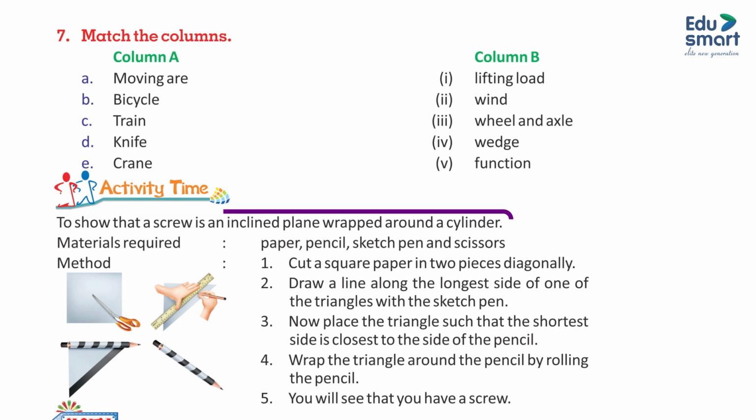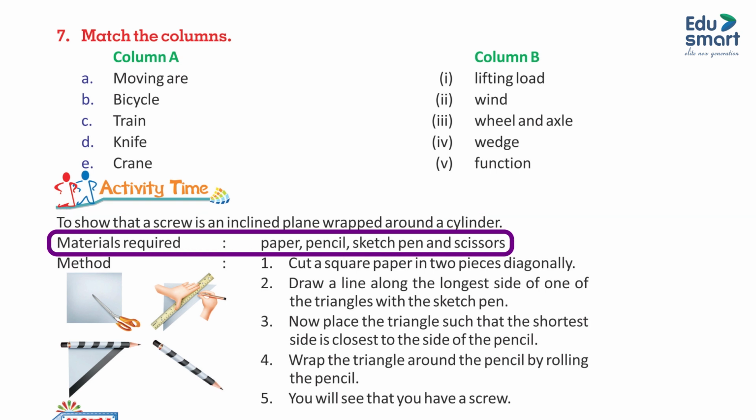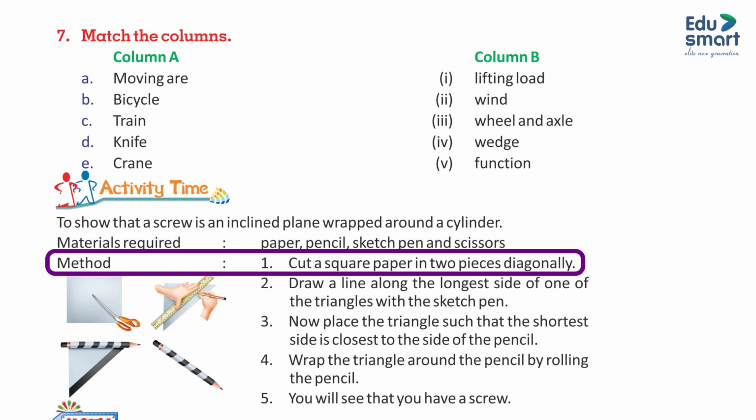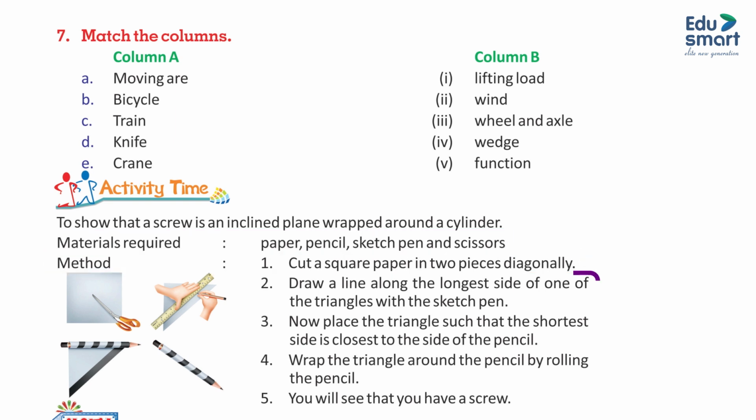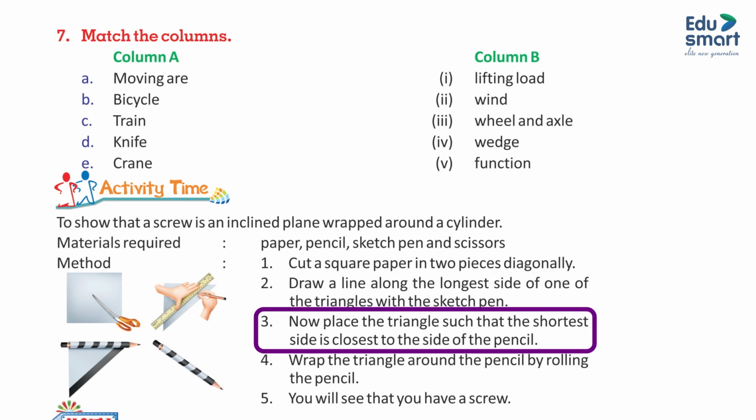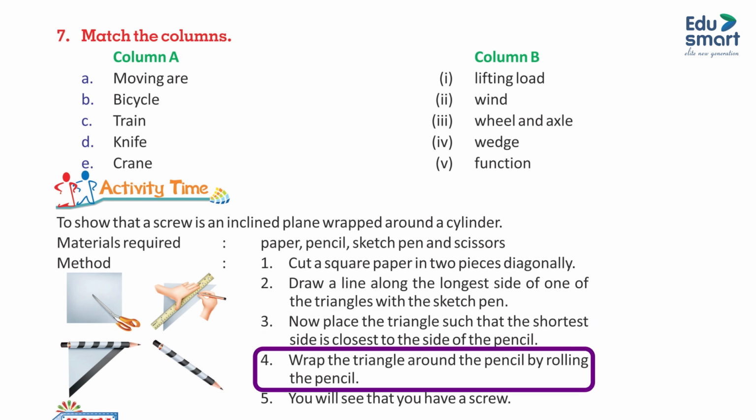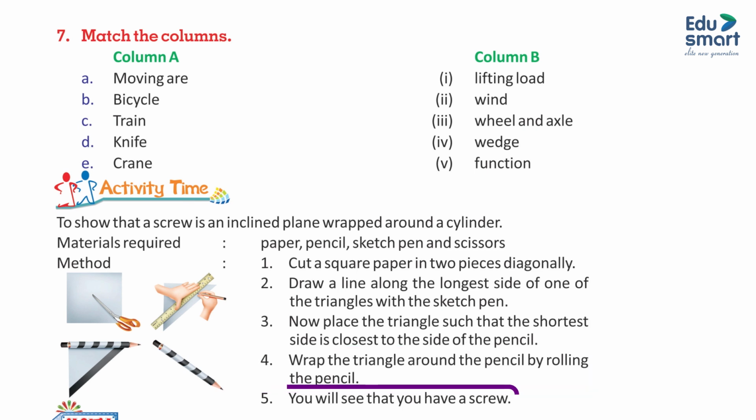Activity time. To show that a screw is an inclined plane wrapped around a cylinder. Material required: paper, pencil, sketch pens, and scissors. Method: 1. Cut a square paper in two pieces diagonally. 2. Draw a line along the longest side of one of the triangles with the sketch pen. 3. Now place the triangle such that the shortest side is closest to the side of the pencil. 4. Wrap the triangle around the pencil by rolling the pencil. 5. You will see that you have a screw.